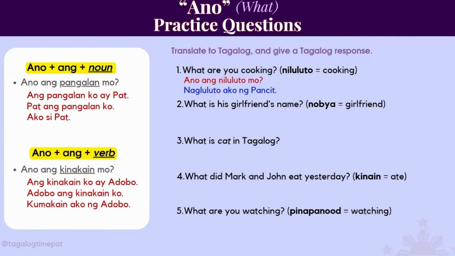Okay, welcome back. Let's do number 2. What is his girlfriend's name? Nobya is girlfriend. Ano ang pangalan ng nobya niya? So we learned ano ang pangalan mo. Now, if you want to talk about someone else, you would have to add ng nobya niya. Ng means of. So nobya is girlfriend, niya is his. So what is the name of his girlfriend? You see how everything just kind of fits together, but it might not be in the order that we're used to in English. So just take note of this. It would be ano ang pangalan ng nobya niya. That's how you would say that.